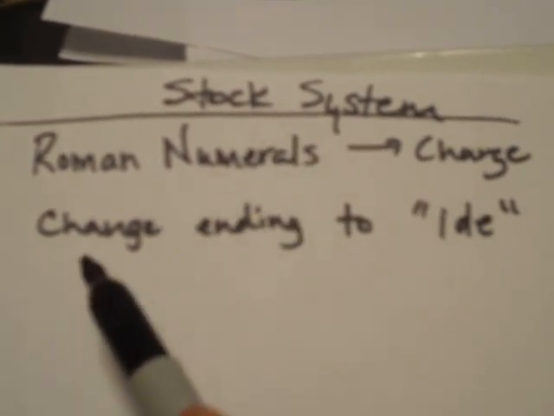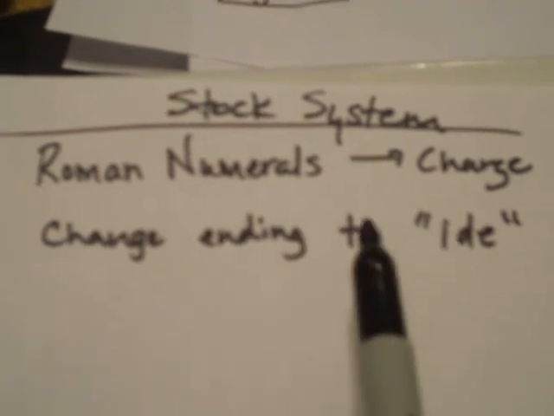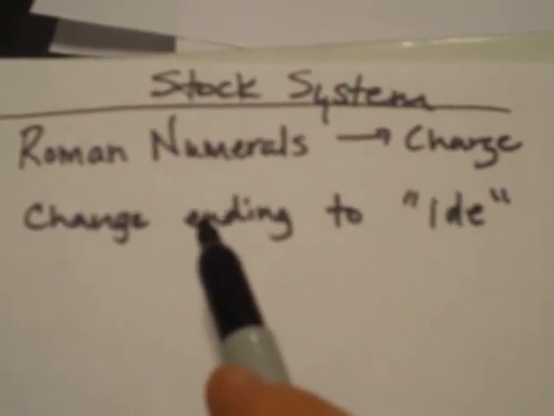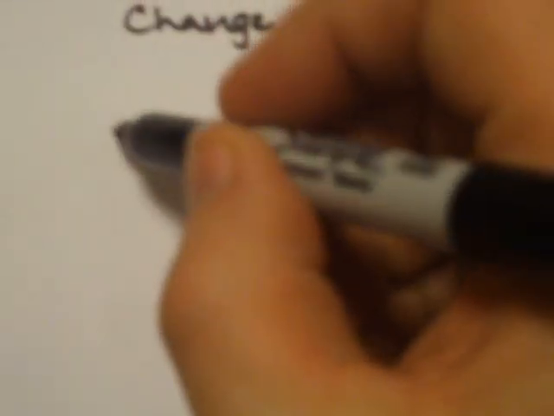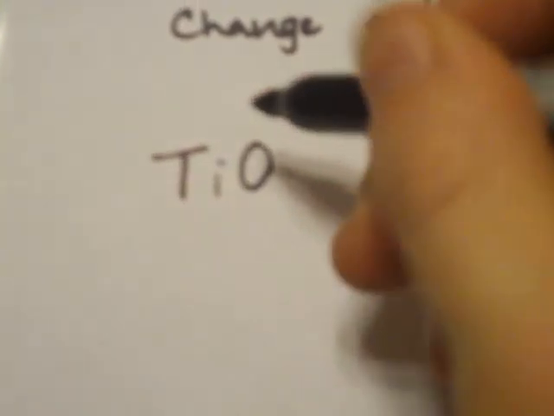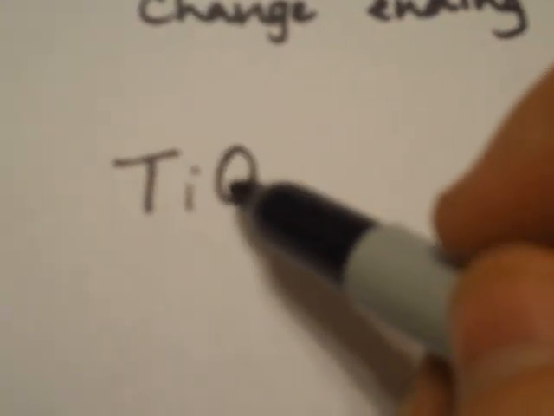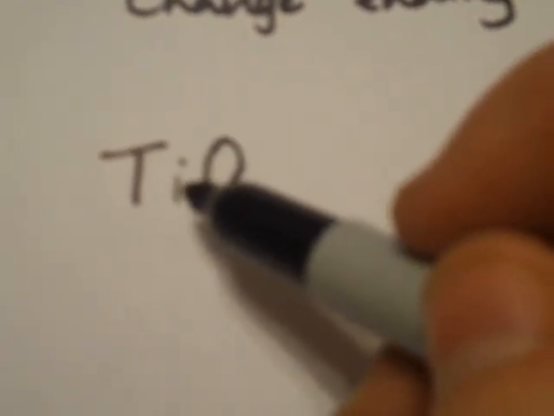And the only other thing is you just change the ending to IDE. So whatever the ending is, you knock it off and change it to IDE. Now these rules may seem confusing now, but they're extremely simple. For instance, take TiO. This is the compound formed between titanium and oxygen. In order to name this using the stock system, I'm just going to write exactly what it is.